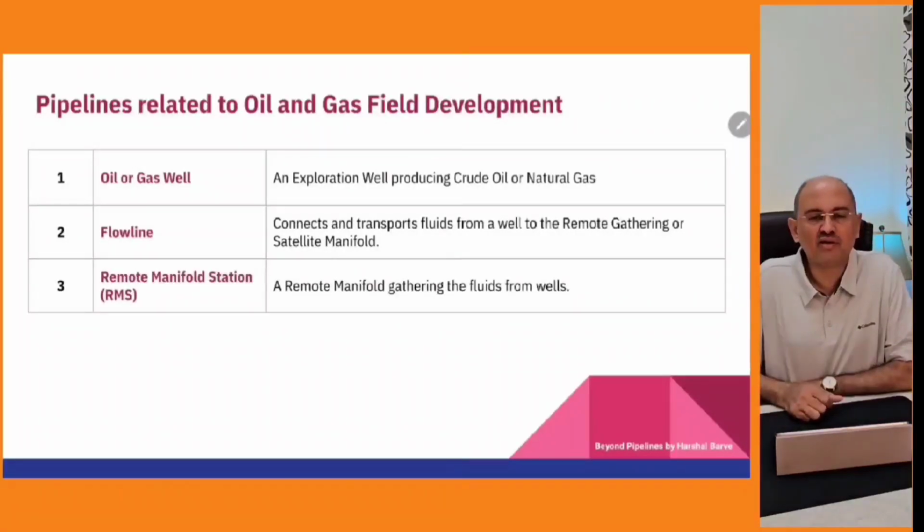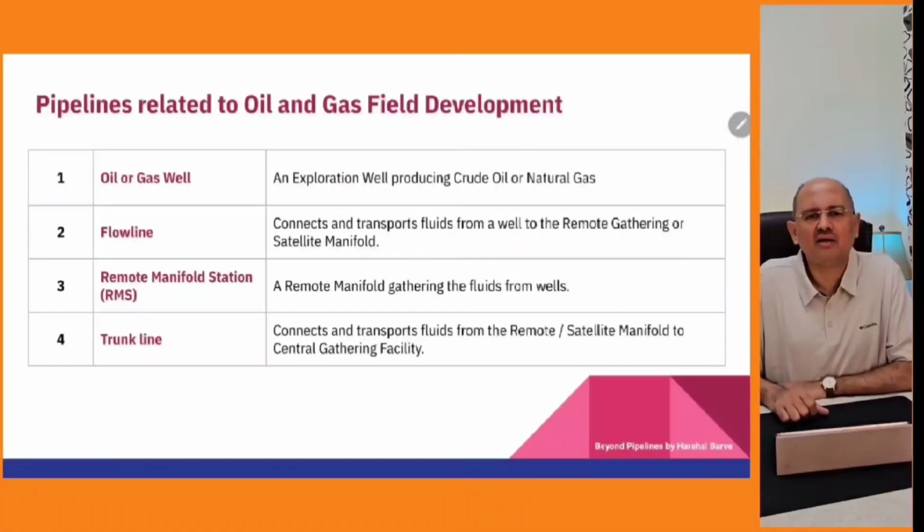Then comes the remote manifold station, which is called RMS, RGMS, or satellite manifold, which are basically provided in the field in such a way that they are surrounded by 8 to 10 wells, so that the 3 to 5 kilometer flow line lengths will be connected from individual well to this manifold.